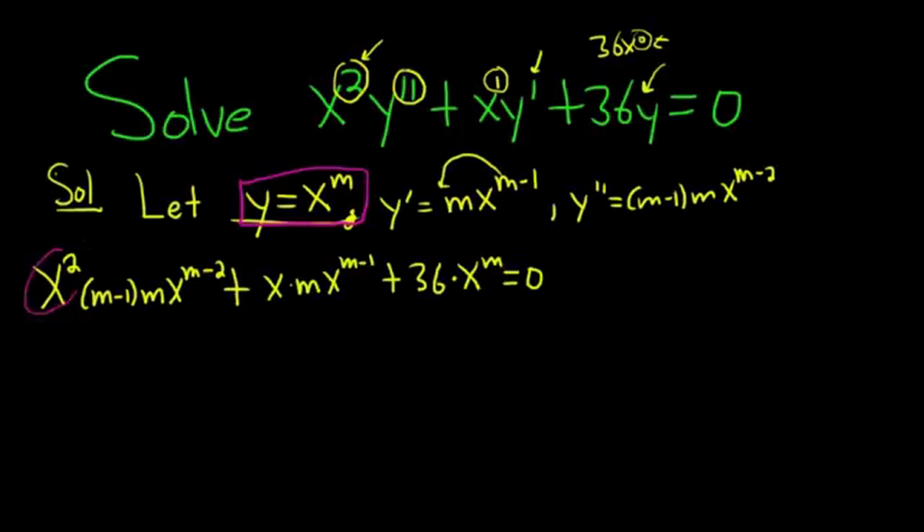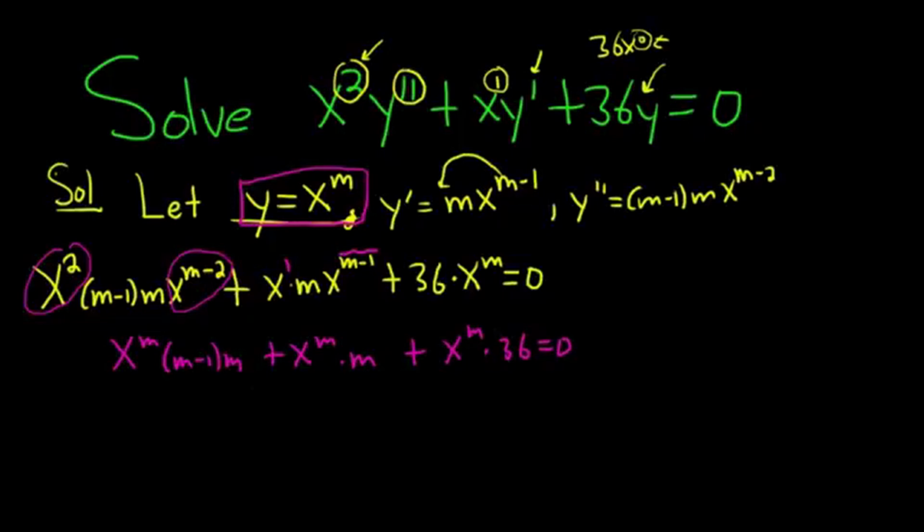So basically, we have x squared and x to the m minus 2. When we multiply these, we add the exponents. So m minus 2 plus 2 is m. So we have x to the m, I'll put it in the front, times m minus 1 times m. Same thing here, 1 plus m minus 1 gives us x to the m times m. And then here we have x to the m times 36. Now we can factor out x to the m. So we have x to the m, bracket, and then we have m minus 1 times m plus m plus 36. And this is equal to 0.